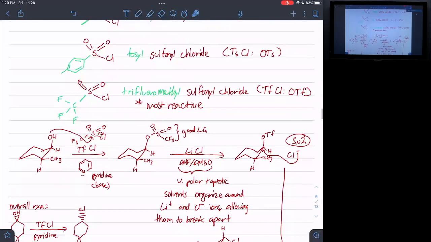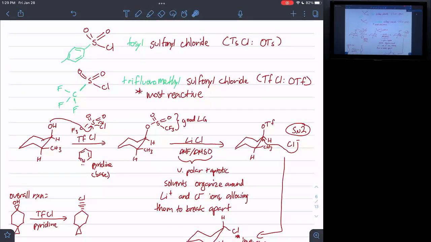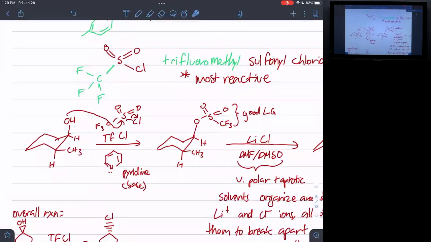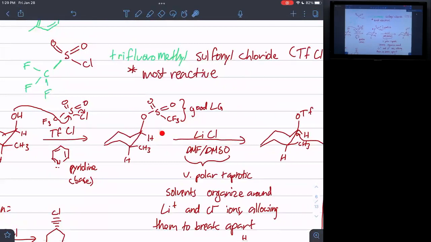So how do you do a mechanism with this? All you have to know for these is that the alcohol glues itself to the SO2Cl, and then the pyridine is going to come and neutralize it. So that's exactly what I drew here. You have the alcohol, it's going to go and attack the sulfur. The chlorine is going to leave, and then you have to deprotonate it. I didn't draw it here, but just know the pyridine comes up and deprotonates the alcohol. Now you have this whole thing, which is a trifluoride, I think, and it's a really good leaving group.